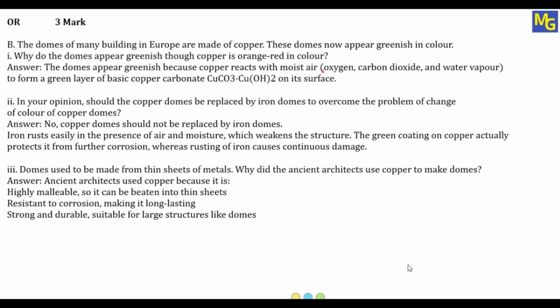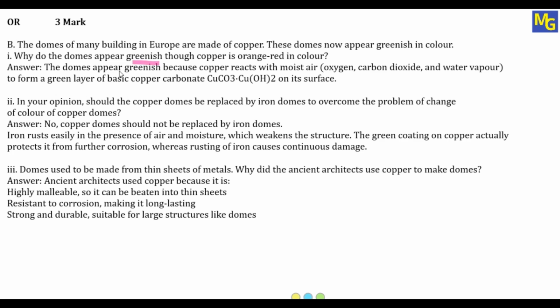So copper is a metal which can react with the moisture or the gases present in the moisture to undergo corrosion. So these domes appear greenish because copper reacts with moist air, which consists of oxygen, carbon dioxide, water vapors, to form a green layer of basic copper carbonate. So this copper, when it reacts with all this moisture, converts into copper carbonate. CuCO3 is nothing but copper carbonate, and this copper carbonate is greenish in color. That is, copper is undergoing corrosion to form copper carbonate, and because of this you can see the domes greenish in color.